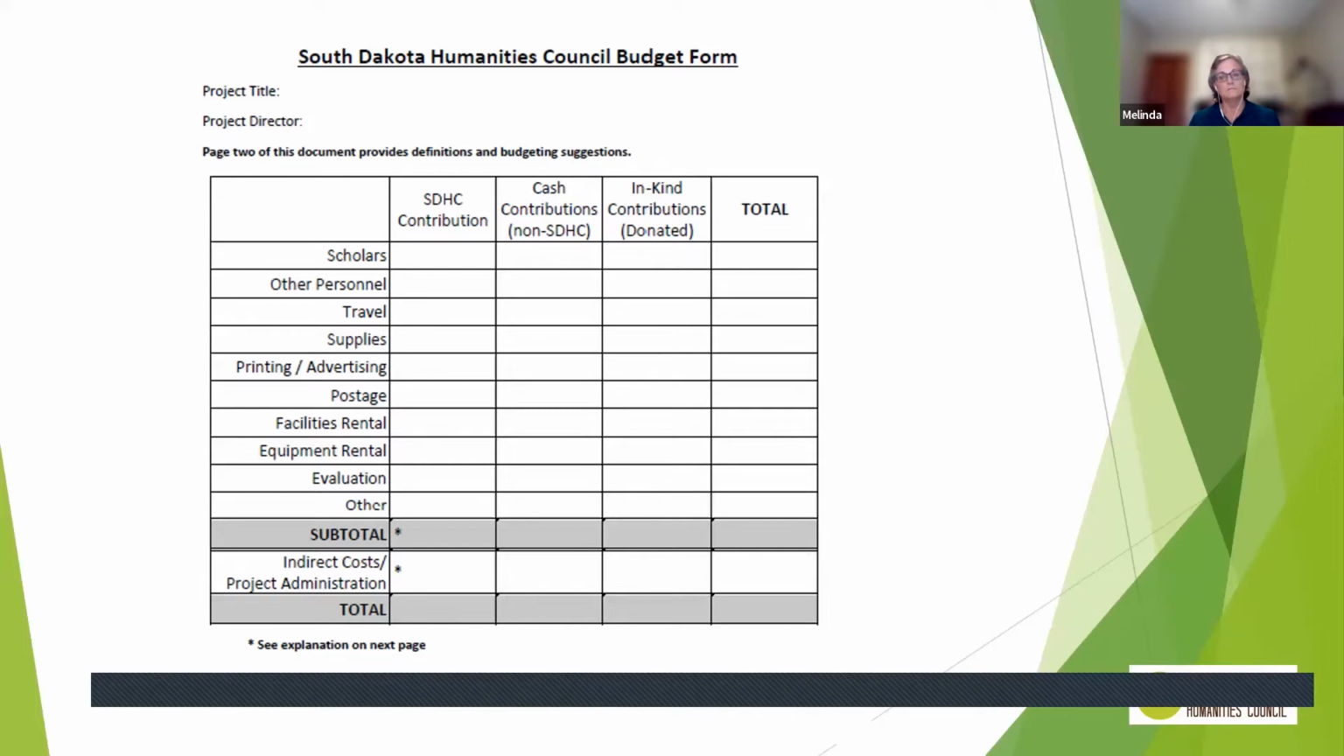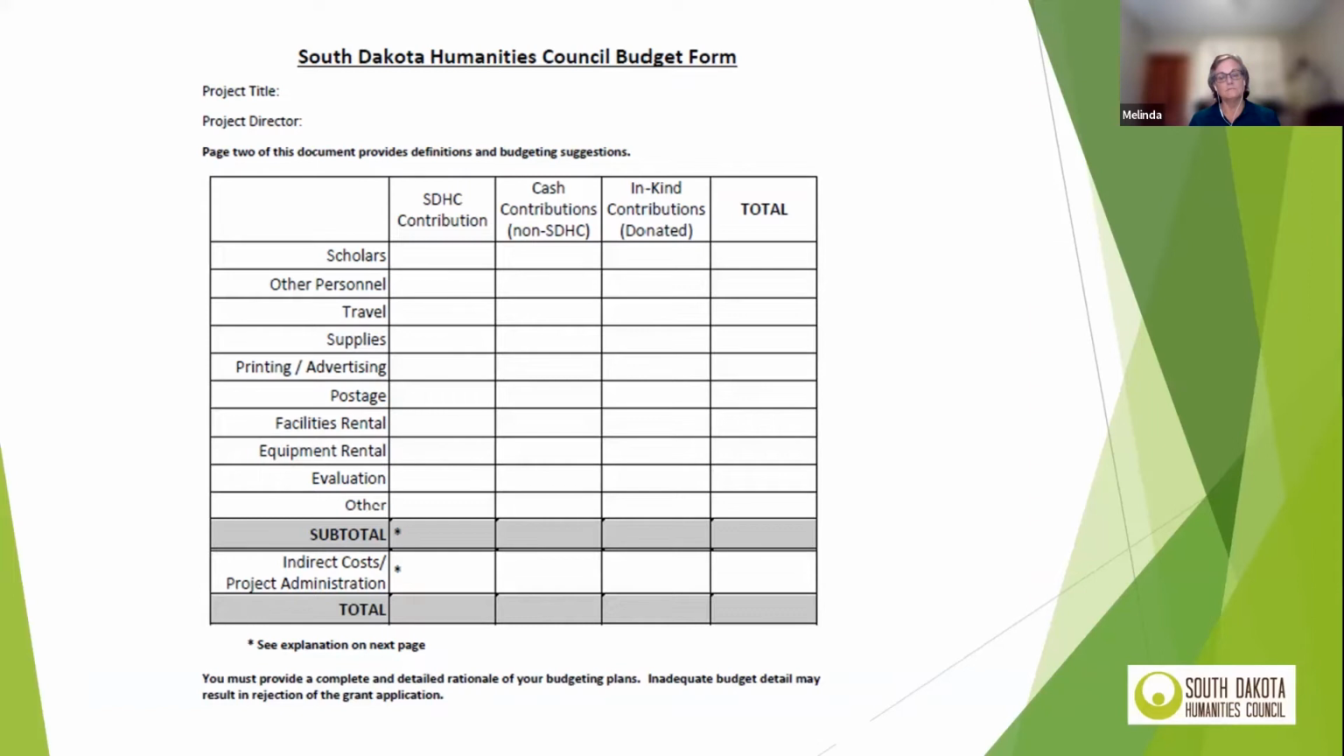Decide if you will include overhead costs, which is shown here as indirect cost or project administration. Not everyone includes it, but you certainly can. SDHC will honor valid federally negotiated indirect cost agreements, which are known as a NICRA, and you will find a good explanation of this in our grant guidelines. If your organization does not have a NICRA, you may elect to include up to 10% of the SDHC subtotal request for project administration.